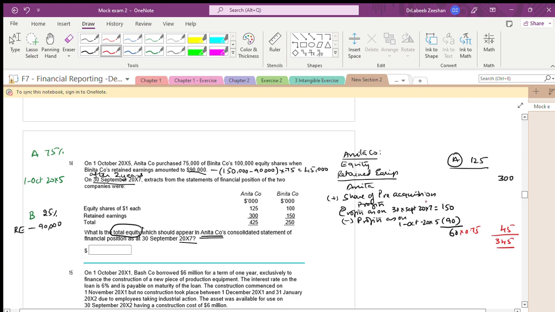345. Okay, this is A, this is B. Total equity: A is 125, B is 345, total 470.